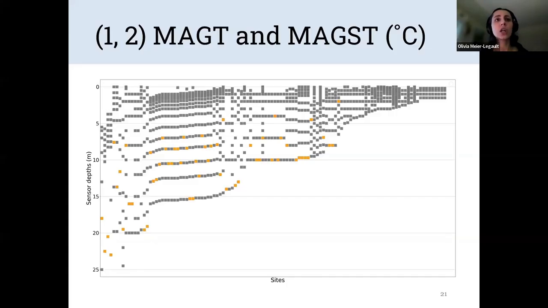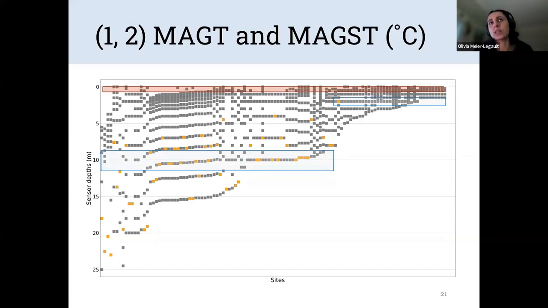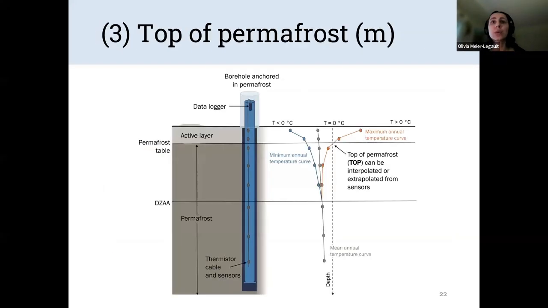And so acknowledging this, we've chosen a fixed depth. So we've chosen to look at mean annual ground temperature in the deeper boreholes around 10 meters, and the shallower ones around 3 meters deep. Similarly, mean annual ground surface temperature uses the sensors up to about 30 centimeters deep into the ground. And so at some sites, if they don't have shallower sensors, the metric MAGST won't be computed at that site. Next, we have the top of permafrost.